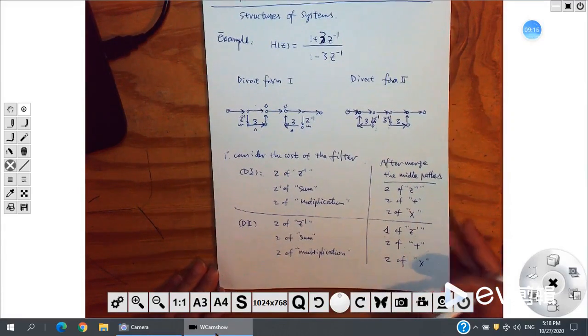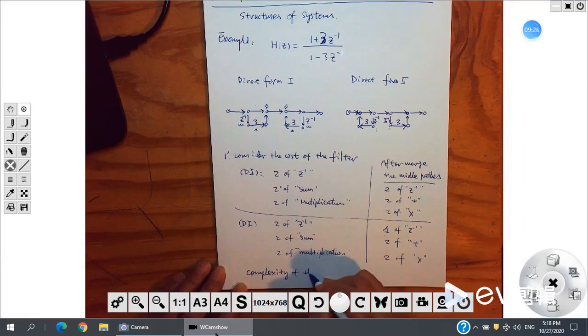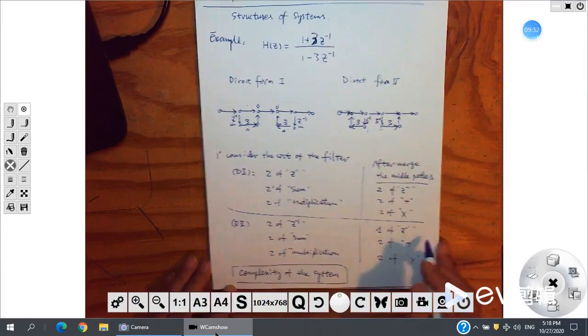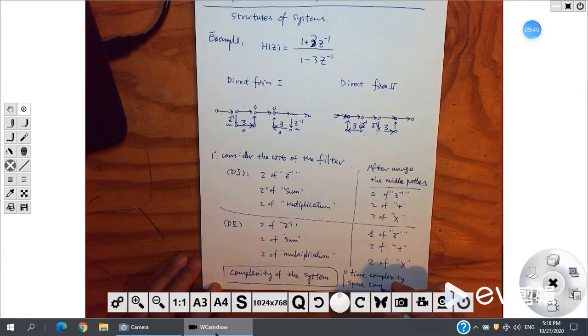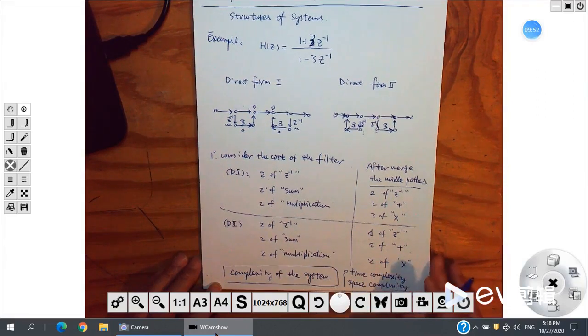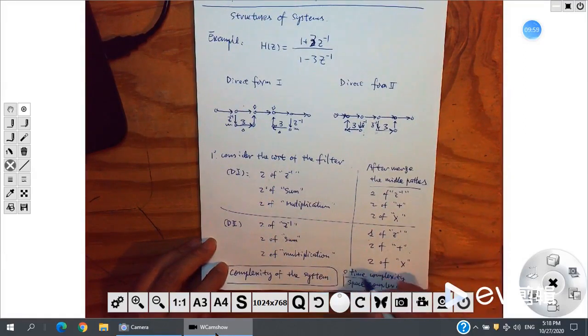Right? We have a name. We call this the complexity of the system, of this filter. Complexity. And actually there are 2 kinds of complexity. One is the time complexity. One is space complexity. We have 2 different kinds of complexity, time and space. Okay, here I just check the time complexity. Alright, let me see. We can consider both.